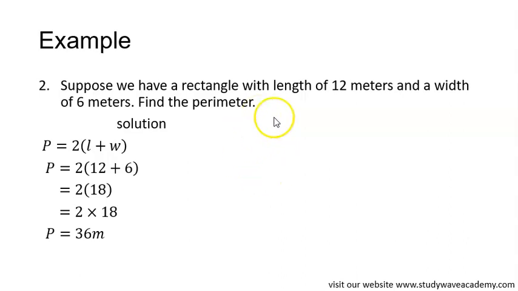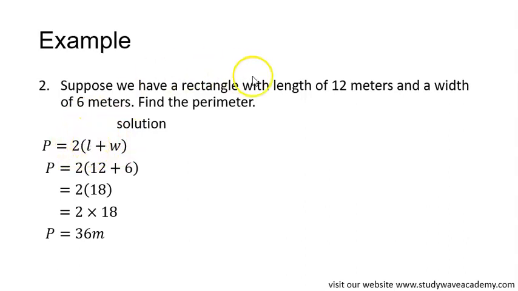The rectangle we have, the length is 12 meters and the width is 6 meters. We have to find the perimeter. Do we still remember our formula for finding the perimeter of a rectangle? We do, right? The formula is 2(L + W). So we input our numbers into the formula.